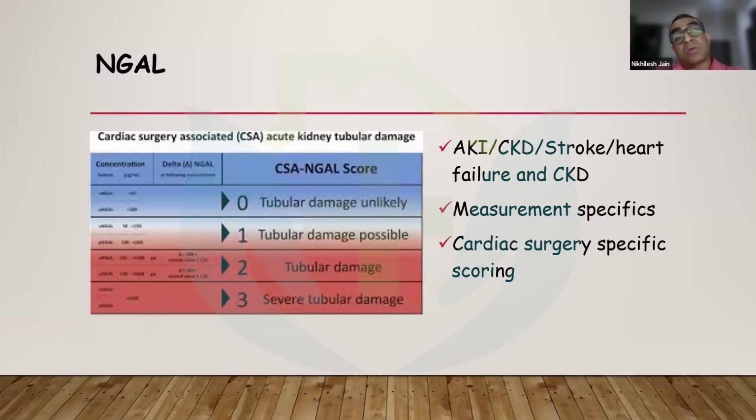This is the cardiac surgery associated acute kidney tubular damage, and this is the score at which you think in terms of tubular damage. Cardiac surgery associated NGAL score, that's what it's called. So 0 is tubular damage where it is unlikely. Then 1, you have a possible tubular damage. 2, you have a tubular damage. And third is, of course, a severe tubular damage.